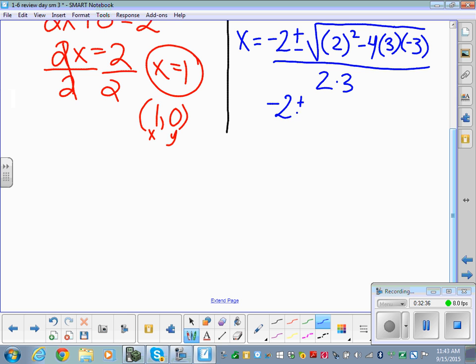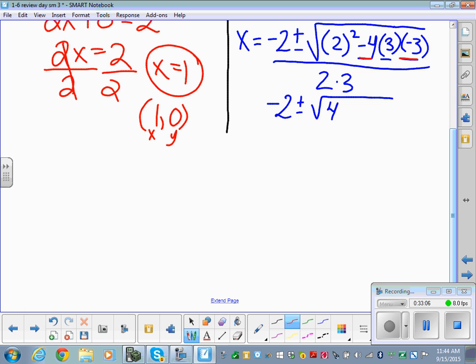So I have -2 plus or minus the square root of 2 squared, which is 4. And then we have -4 times 3 times -3. Notice we have 2 negatives here, guys, so that's going to make it positive. But if you type it into your calculator, you're either going to get a positive or negative answer, and that's what you'll just put down automatically. So don't double dip by putting minus a negative if you're doing it this way.